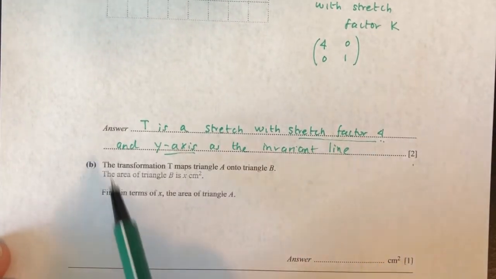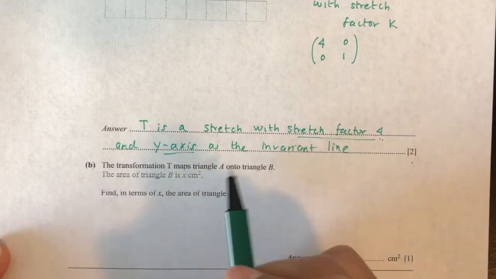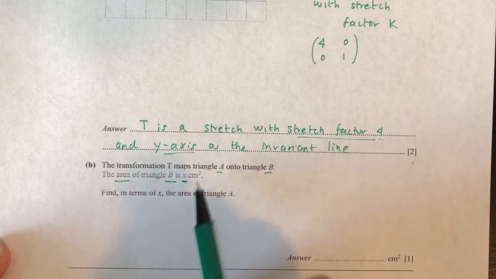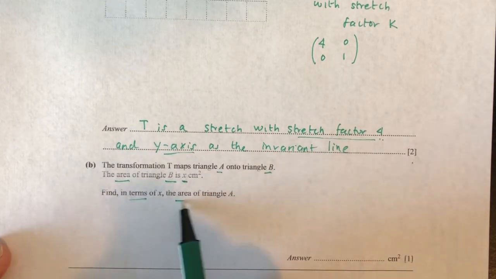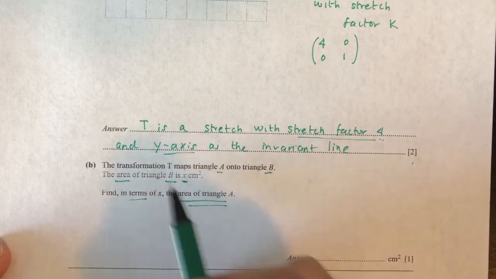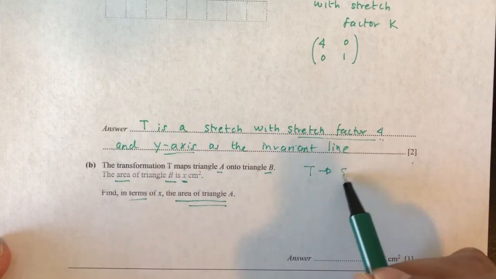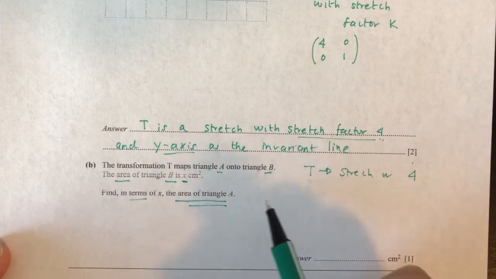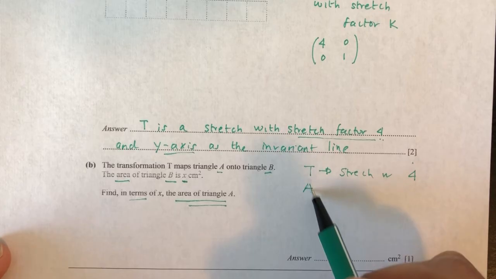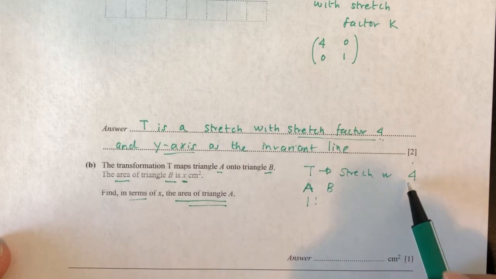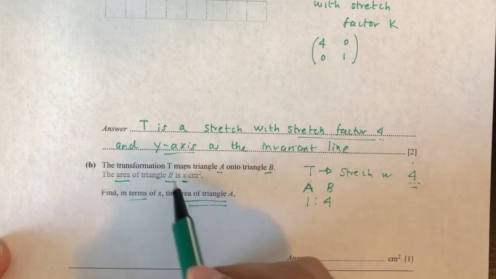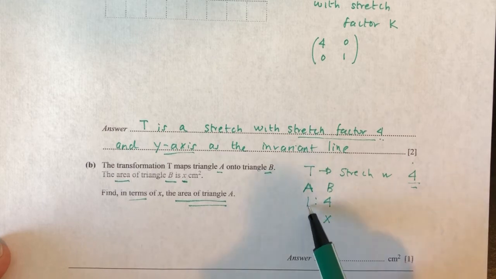Moving on to part B, the transformation T maps triangle A onto triangle B. The area of triangle B is x centimeter square. In terms of x, find the area of triangle A. So as we know that T is a stretch with factor 4, it means that, let's say for example, at first the triangle A has area 1. Triangle B will have area 4 because there's a stretch factor of 4. So now we are given that the area of B is actually x. What is the area of A?